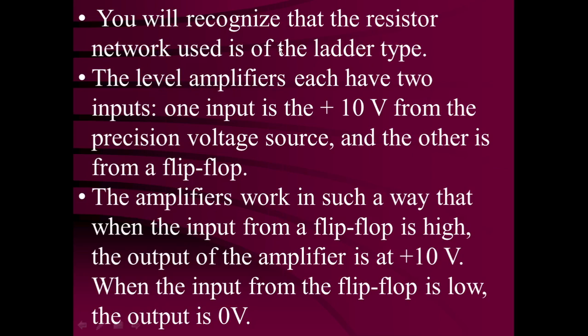You will recognize that the resistor network used is of the ladder type. These level amplifiers each have two inputs. One input is of plus 10 volt from the precision voltage source and the other input is from the output of the flip-flops. The amplifiers work in such a way that when the input from the flip-flop is high, the output of the amplifier is precisely plus 10 volt. When the input from the flip-flop is low, the output is again precisely 0 volt.